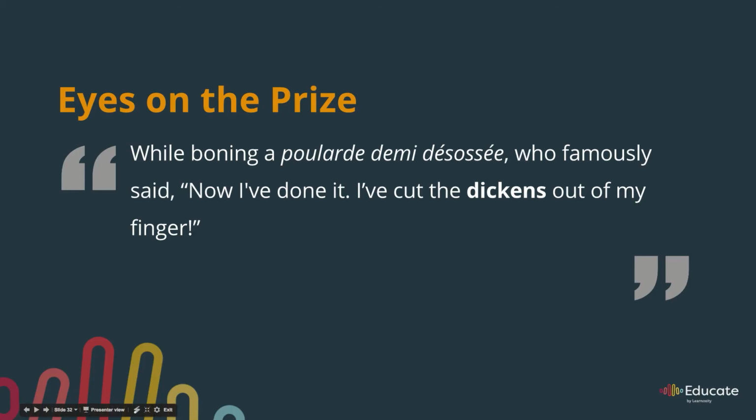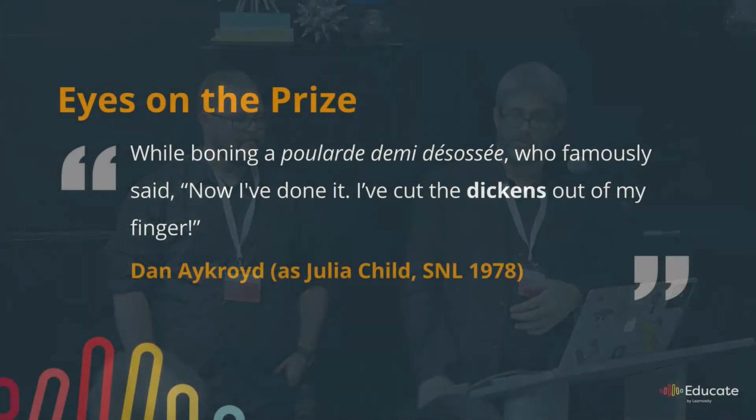While boning a poulard demi-deuil, who famously said, "Now I've done it, I've cut the dickens out of my finger"? Sorry? Or Dan Aykroyd as Julia Child. That's correct. Very good. So that's the last prize. Here you go.